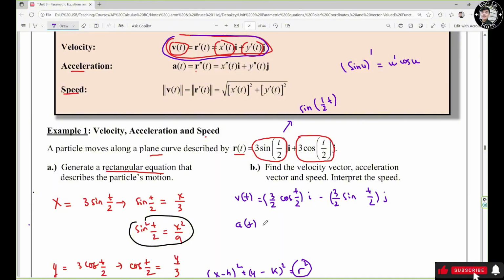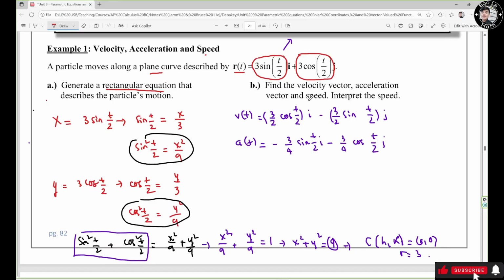Now, acceleration is the second derivative, or the first derivative of v of t. So I keep taking the derivative of v of t. It's going to be negative 3 over 4 sine of t over 2 i minus 3 over 4 cosine of t over 2 j.